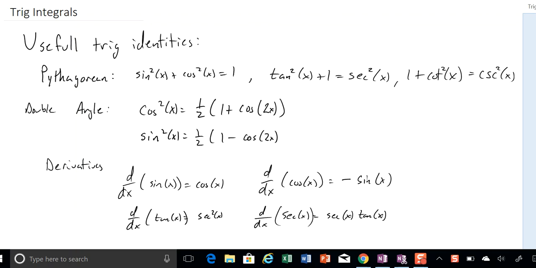All right, students, welcome to useful trig identities, trig integrals. It's nice over here in London, raining and cold as usual, just like Seattle.